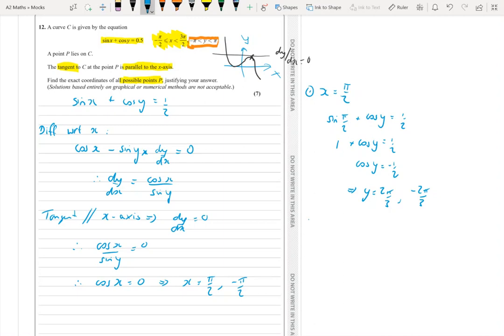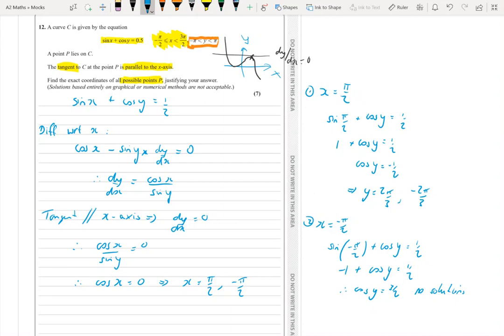There was a second situation that we had to check. Another possible x, which is x equals negative pi over 2. Let's see what happens then. We've got sin of negative pi over 2 plus cos y equals a half. Sin of negative pi over 2 is negative 1. And therefore cos y must equal 3 over 2. Well, that's not possible. That has no solutions. And if you really had to justify that, you'd say because cos y is between -1 and +1.